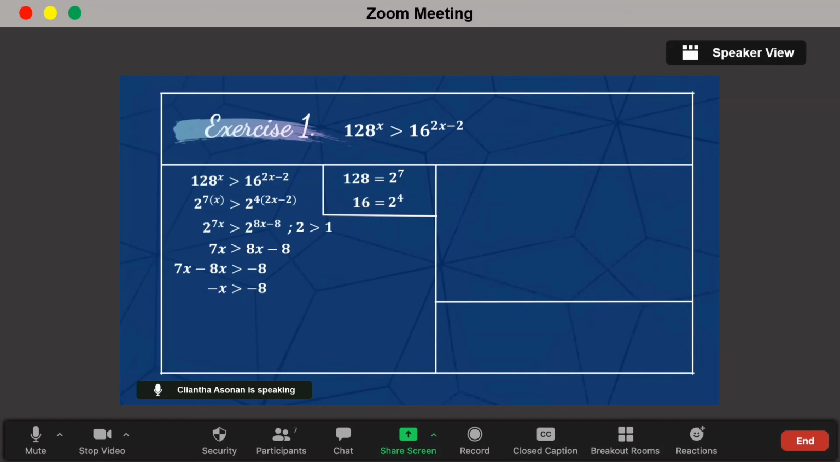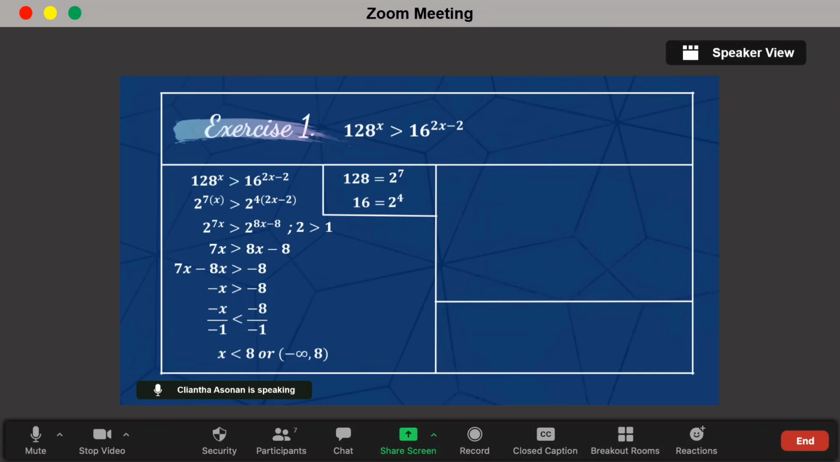Now this is not yet the final answer, since x still has a negative sign. So what we do is to divide both sides of the inequality by negative 1. Remember, dividing the inequality by a negative value will reverse the inequality symbol. So the solution we end up with is x is less than 8.